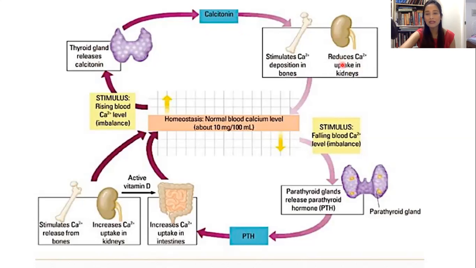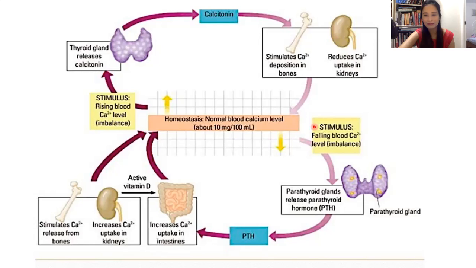And it reduces calcium reuptake in the kidneys. No? So if it deposits in the bone and reduces calcium uptake, the net result will be a fall in your blood calcium in order to normalize it to homeostatic levels.